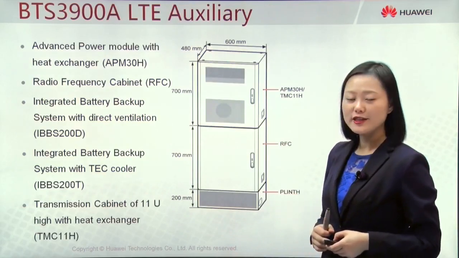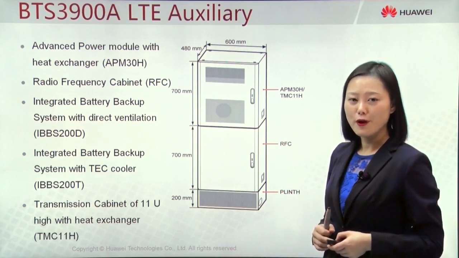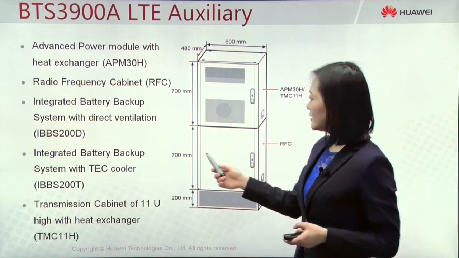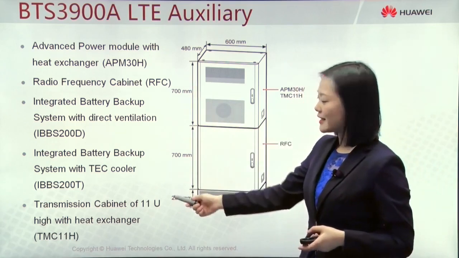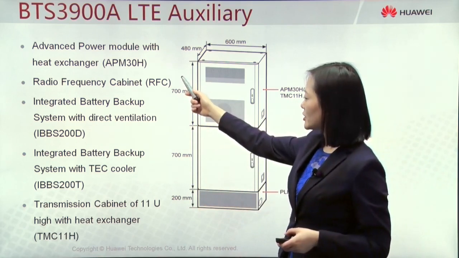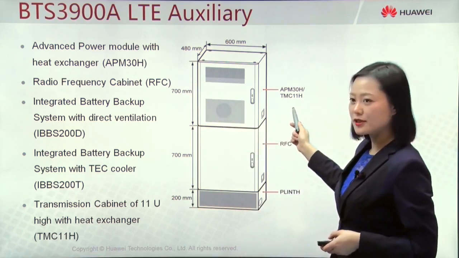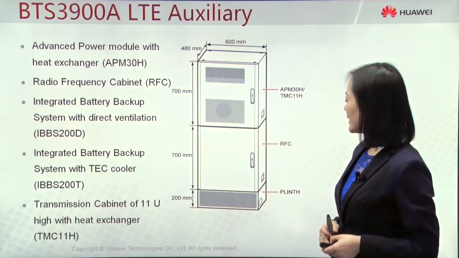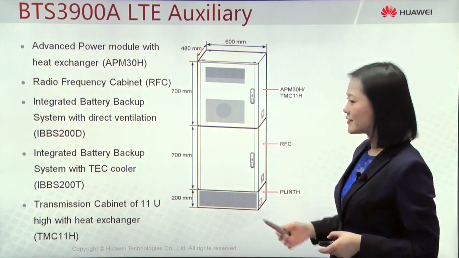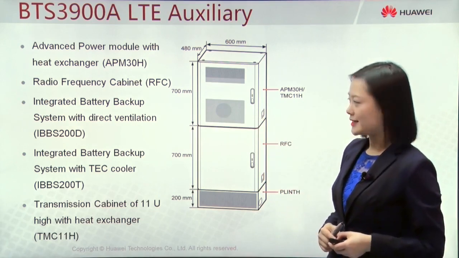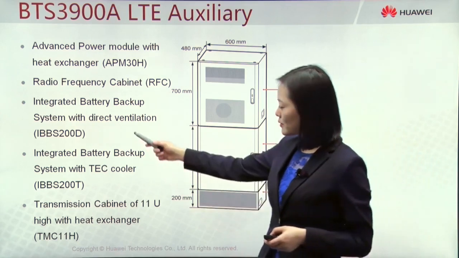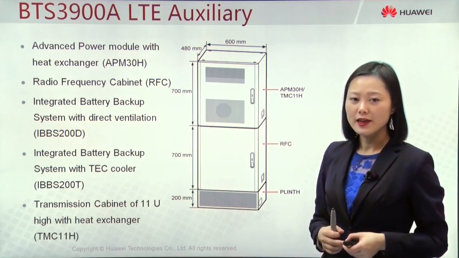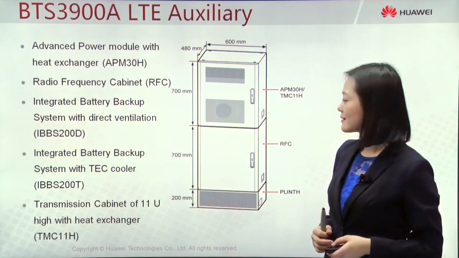This BTS 3900A is one type of outdoor macro BTS. We mentioned before that it can combine different types of cabinet listed here, APM30H or TMC11H as the power supply and also to install BBU. And at the bottom, we need one RFC to install RFU unit. Also, you can choose whether to use the IBBS 200D or 200T to provide backup battery.